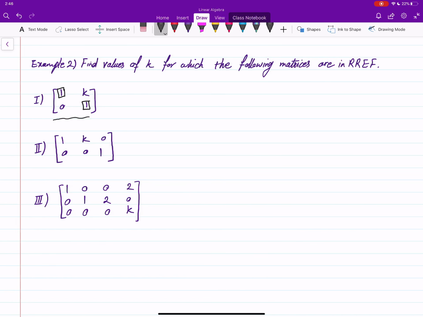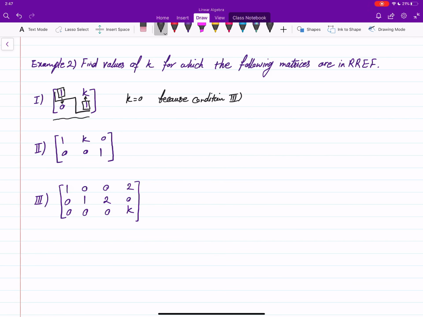So they're leading ones. And how about the column condition? The column of this one is all 0. The column of this leading one has k. For this matrix to be in row reduced echelon form, k needs to be 0 because of the column condition, condition 3. We also note that these are already in step-like form, so it won't generate anything bad for us.